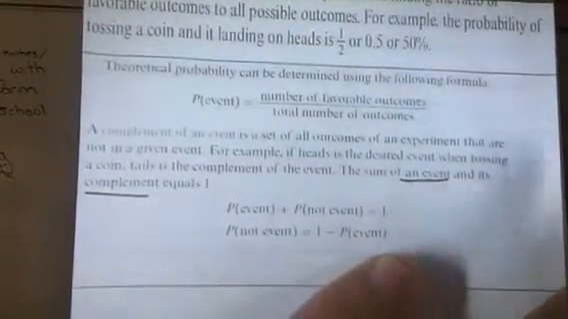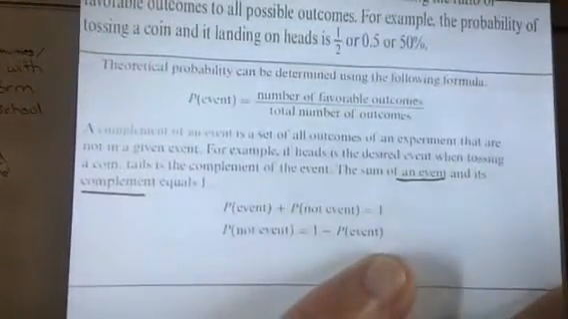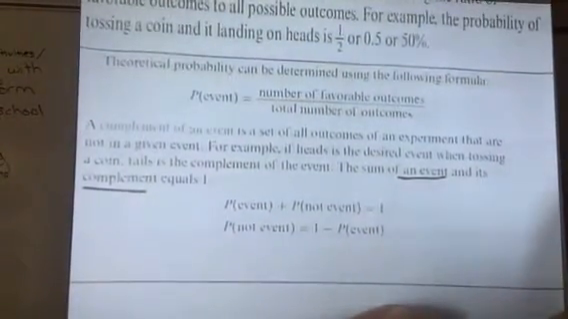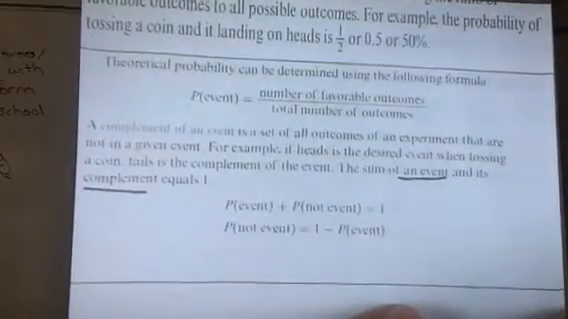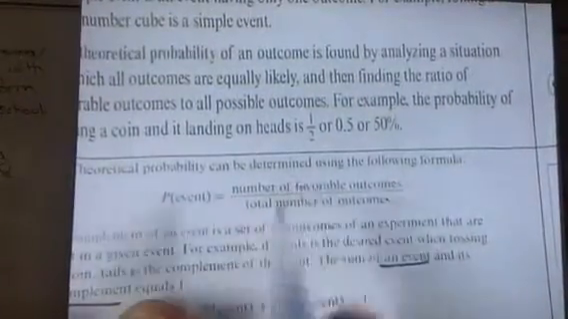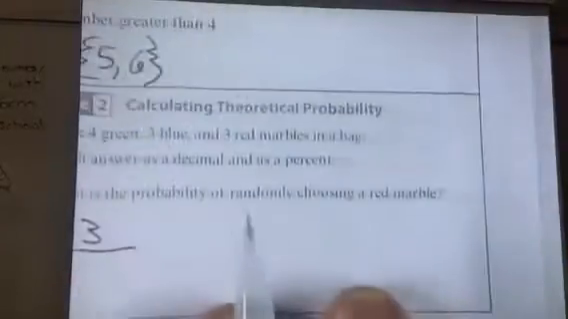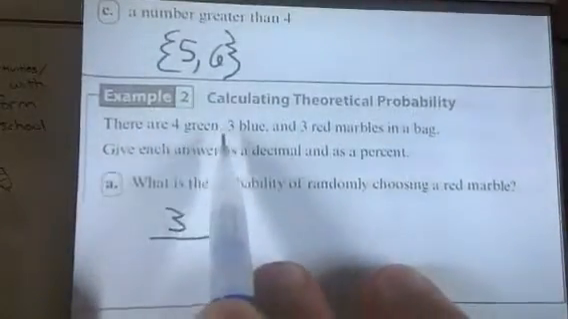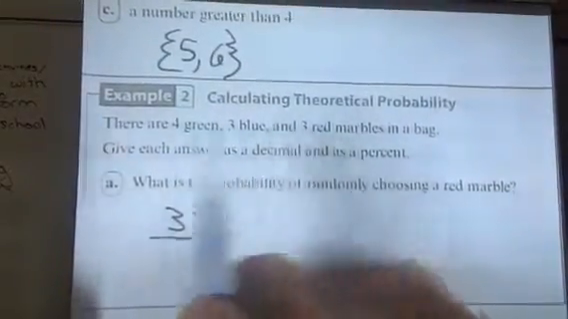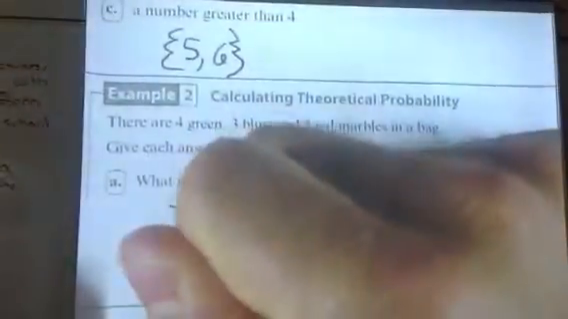Now, here we go. Calculating theoretical probability. There are 4 green, 3 blue, and 3 red marbles in a bag. Give each answer as a decimal and as a percent. What's the probability of randomly choosing a red marble? Well, we know that there are 3 red marbles. So it's going to be 3, the number of favorable outcomes, over the total number of outcomes. To find the total, I just add. 3 plus 3 is 6. 6 plus 4 is 10. So 3 out of 10.